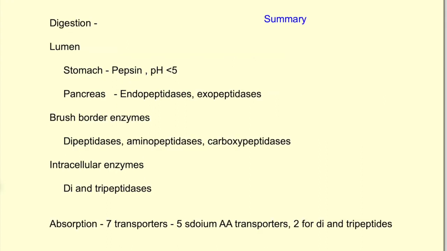And finally, the amino acids enter into blood from the basolateral site by means of basolateral amino acid transporter. So in summary, digestion of proteins occurs in lumen by pepsin and pancreatic enzyme. Then the brush border enzymes continue the digestion, and the digestion is completed intracellularly, which is quite in contrast to that of the digestion of the carbohydrates and the fats. And absorption occurs mainly by secondary active transport.